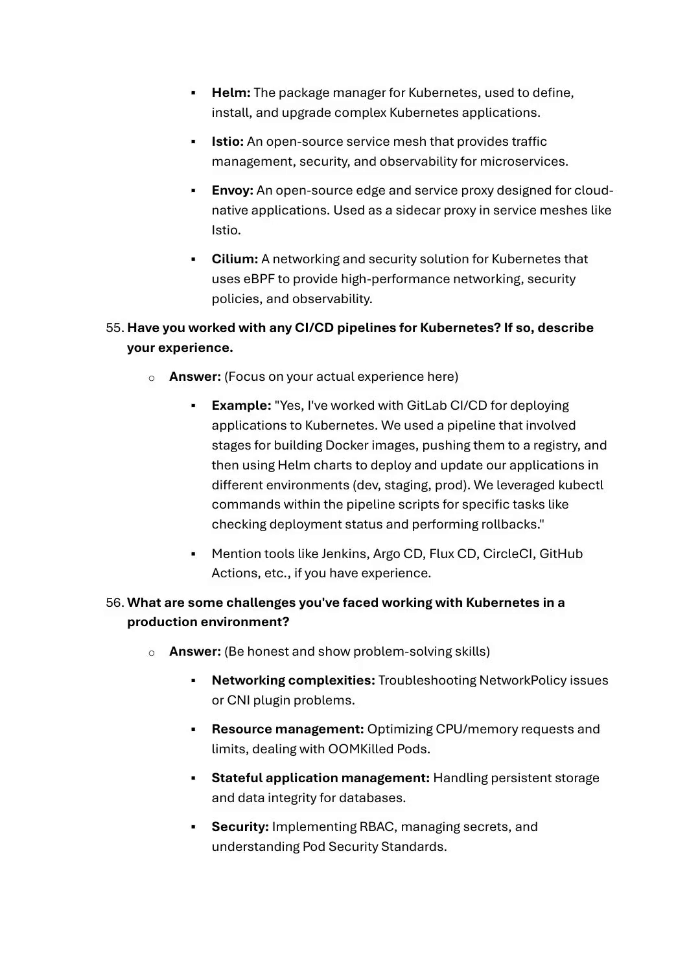Istio, an open-source service mesh that provides traffic management, security, and observability for microservices. Envoy, an open-source edge and service proxy designed for cloud-native applications, used as a sidecar proxy in service meshes like Istio. Cilium, a networking and security solution for Kubernetes that uses eBPF to provide high-performance networking, security policies, and observability.